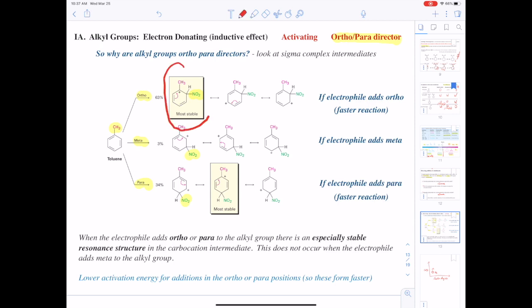But we see that when you add ortho, or when you add the nitro group para to the methyl group, you get an especially stable carbocation intermediate. And why is that extra stable? Because that's a tertiary carbocation. The rest of these structures are secondary carbocations. And you do not get this extra stable resonance structure when you add meta.